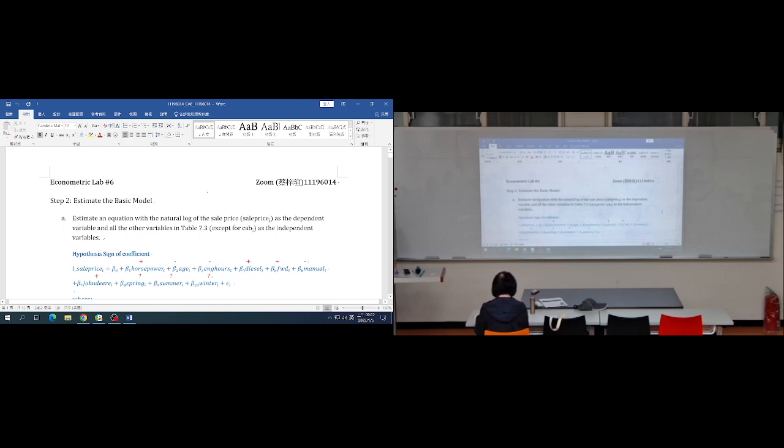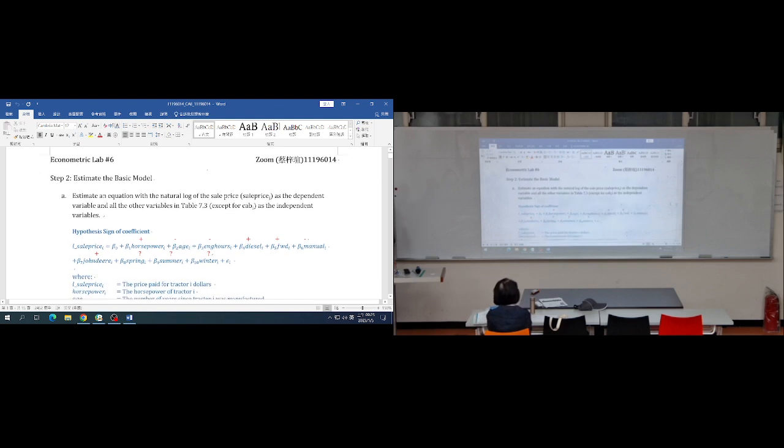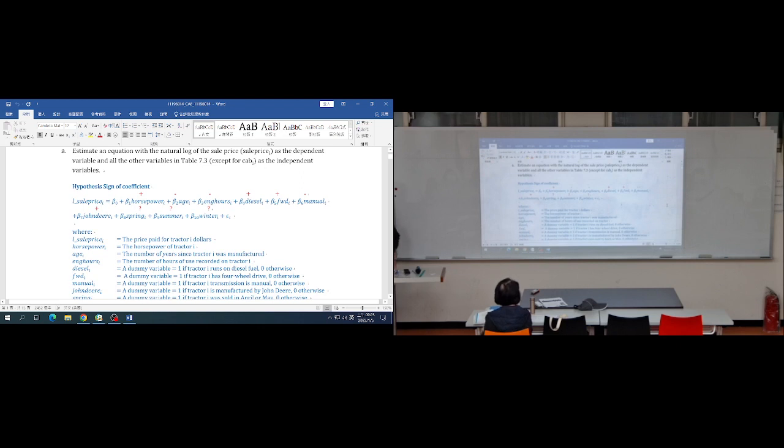Hello everyone. Today I'm going to present the assignment, Econometrics Lab 6. For step 1, it is theory, so I skip it. I will start with step 2. Step 2 is about estimating the basic model. You can see it in the book. This is an estimation of coefficients.